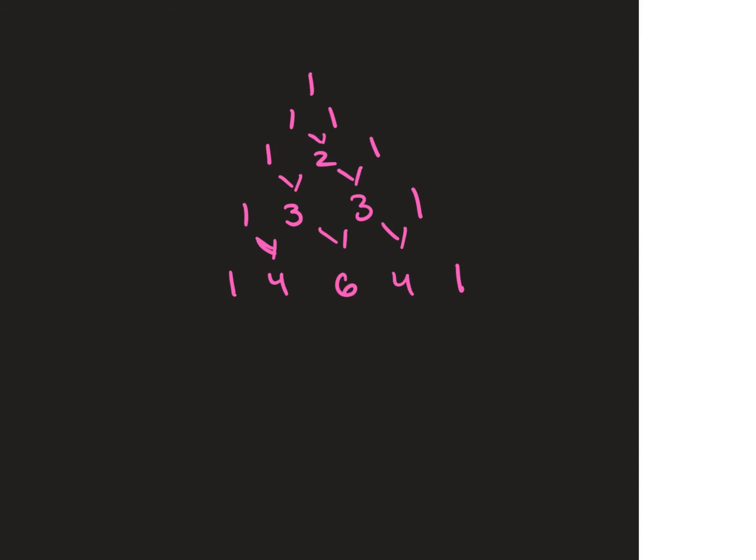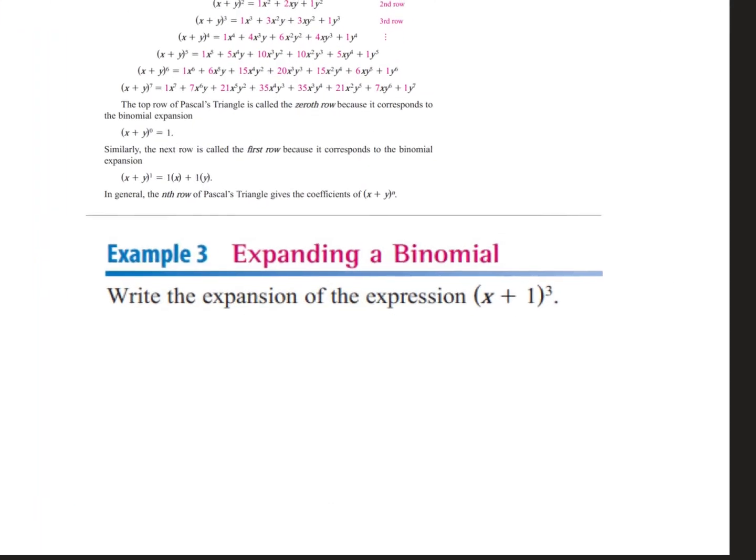And then whatever the second number is, that tells you what row it is. So this would be the second row, third row, fourth row. All right, example 3.